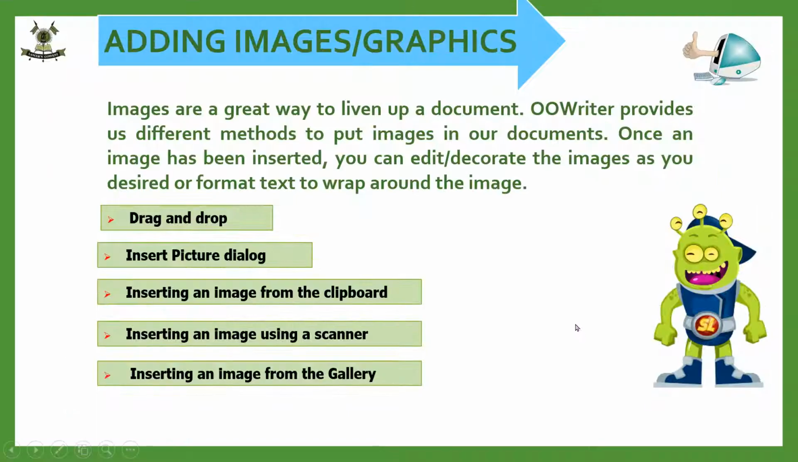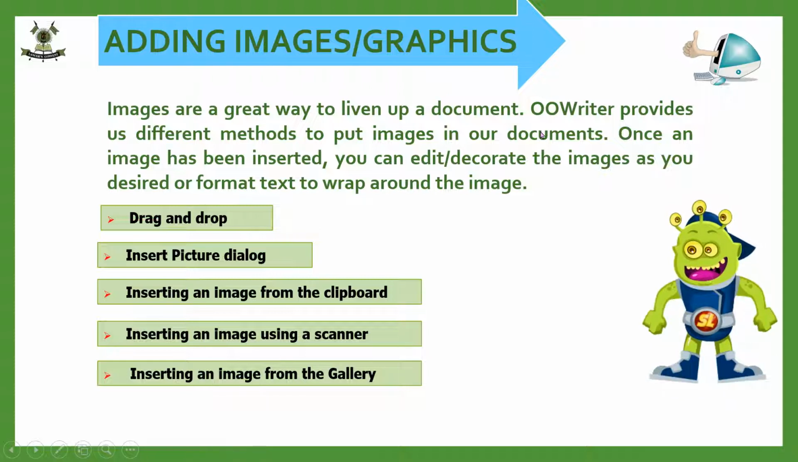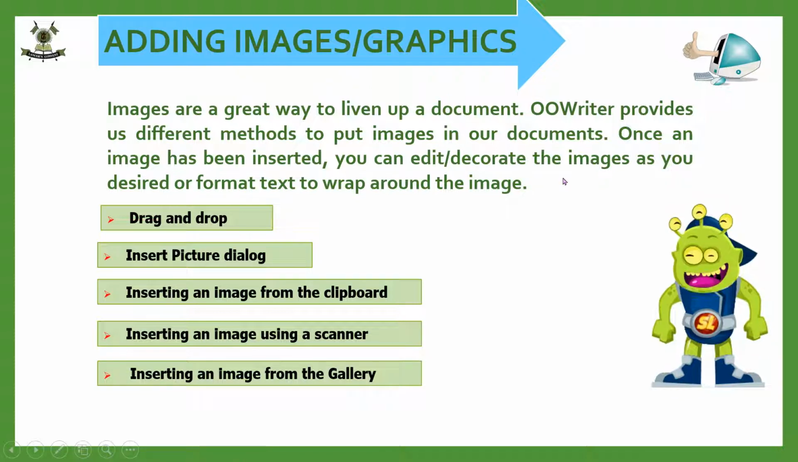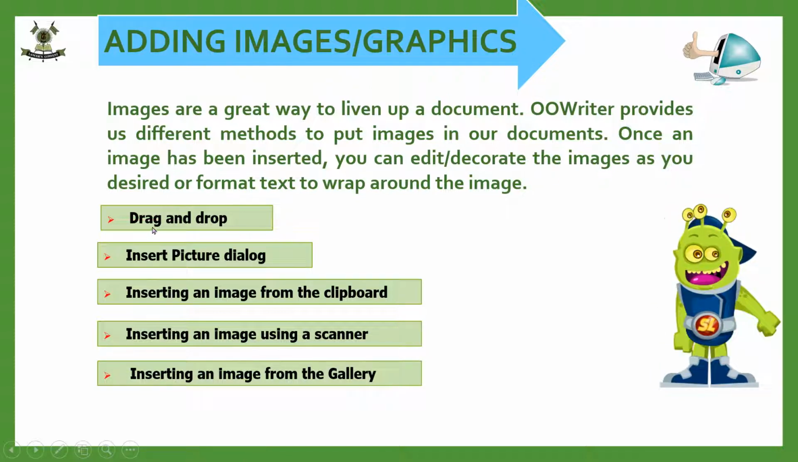Good morning, students. So we are going to understand about images and graphics. Images, you all know, are very important in a document. Not only do they make a document attractive, but they also help in giving more meaning to your text. So here are 5 ways by which you can insert pictures in a document in Apache OpenOffice.